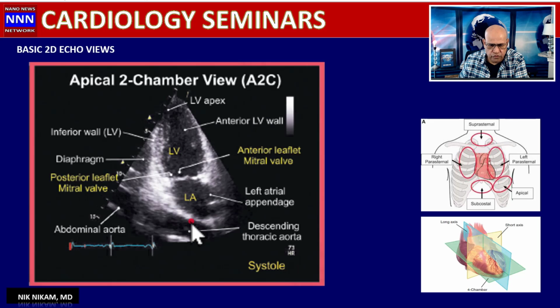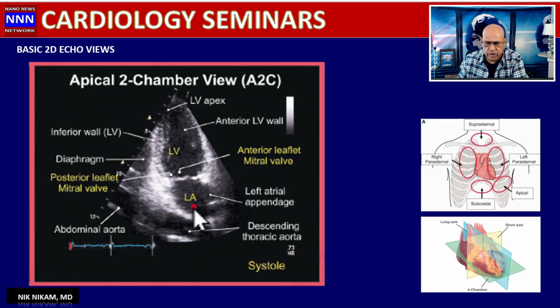And this is a two-chamber view. When we were looking at a parasternal long axis, we were looking at three chambers: the left atrium, left ventricle, and the aorta. But when we turn it just a little bit to the left, away from the aorta, then we're going to see just the left ventricle here and the mitral valve. A great way to look for mitral valve leaflets, particularly mitral valve prolapse, and also look at the left atrial size.